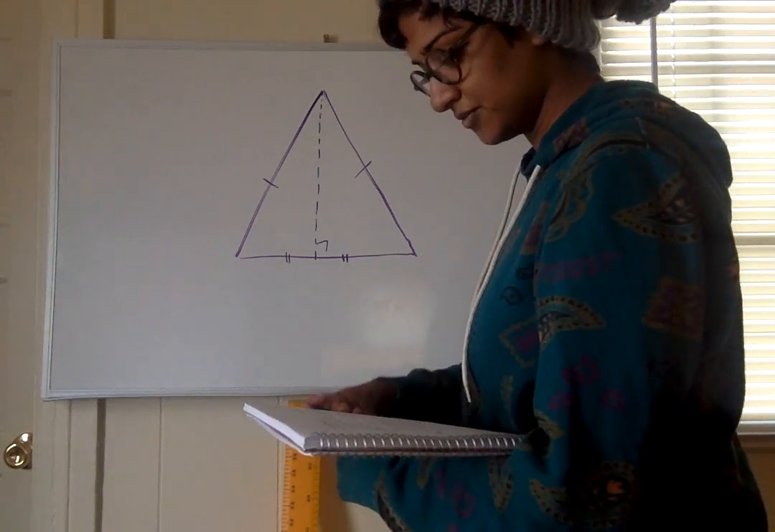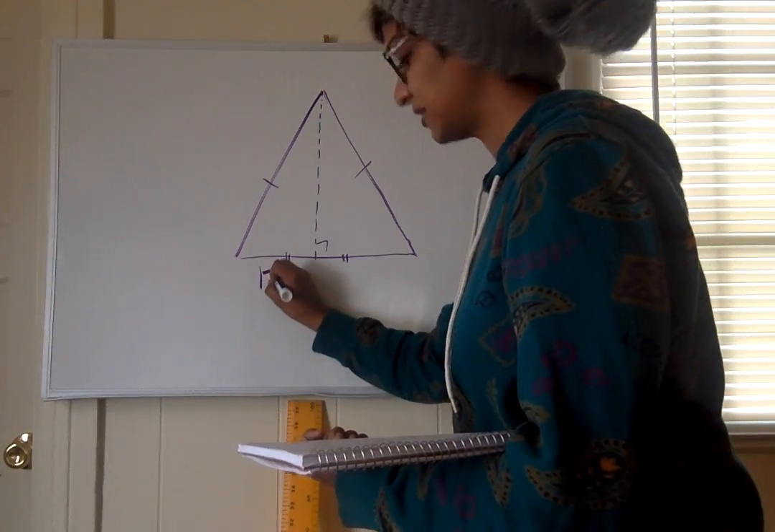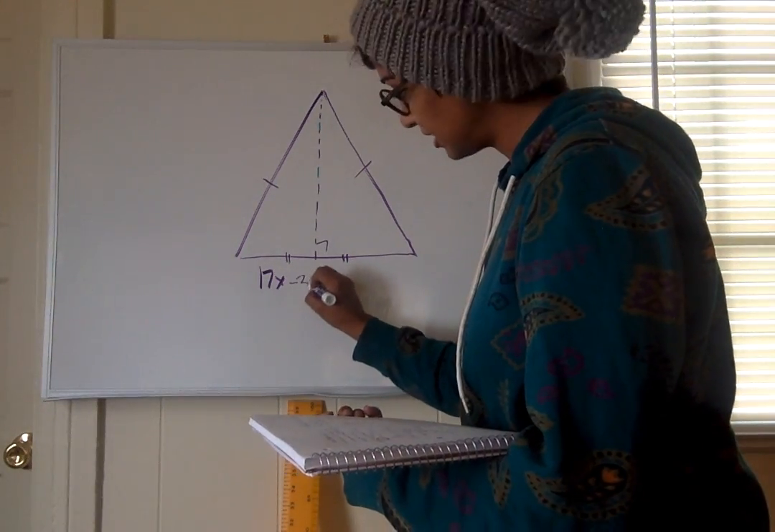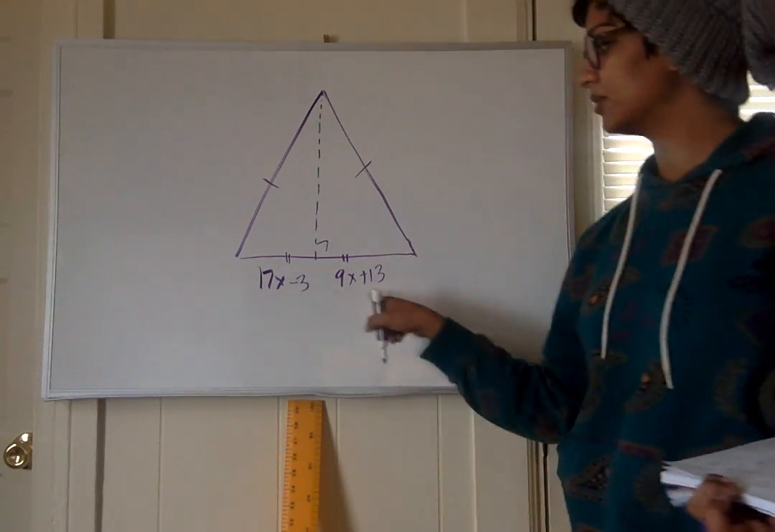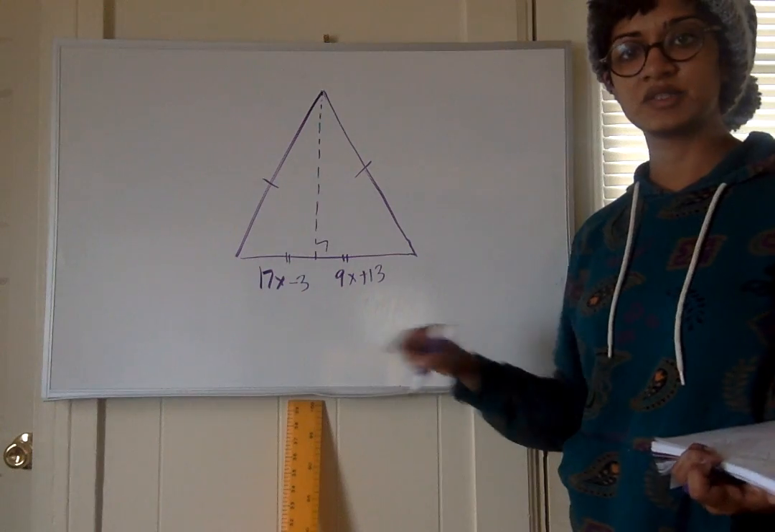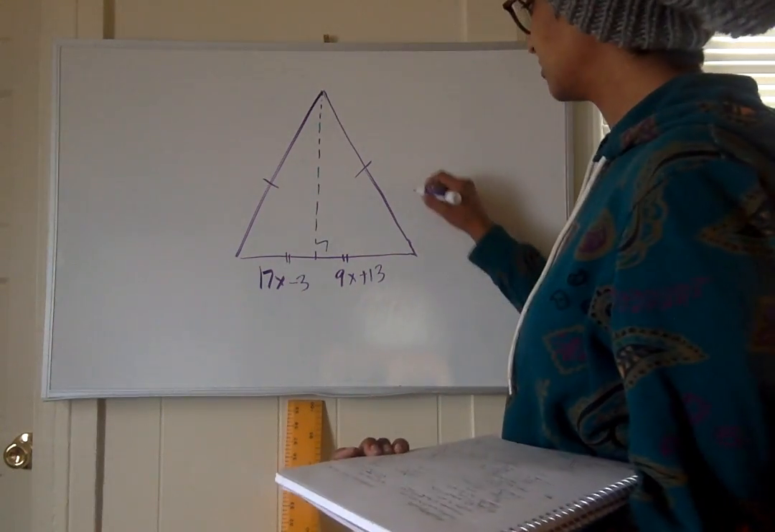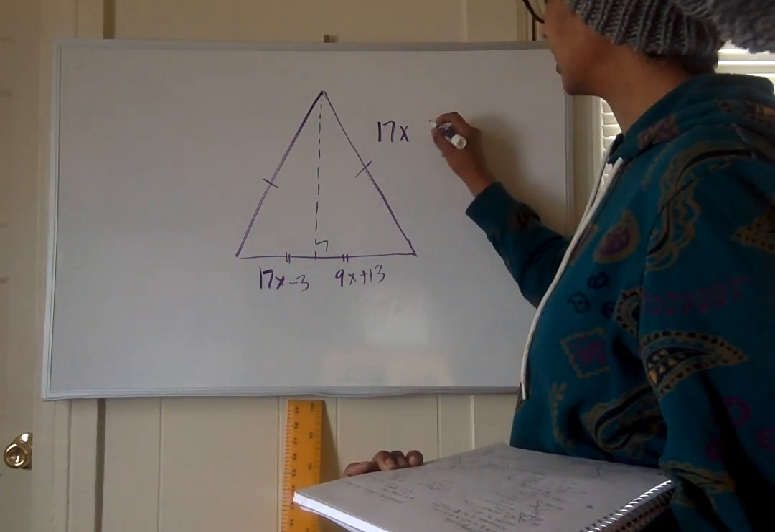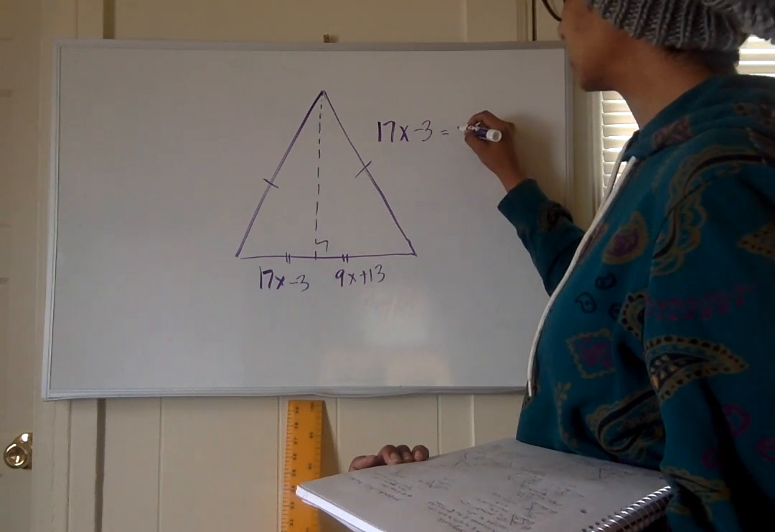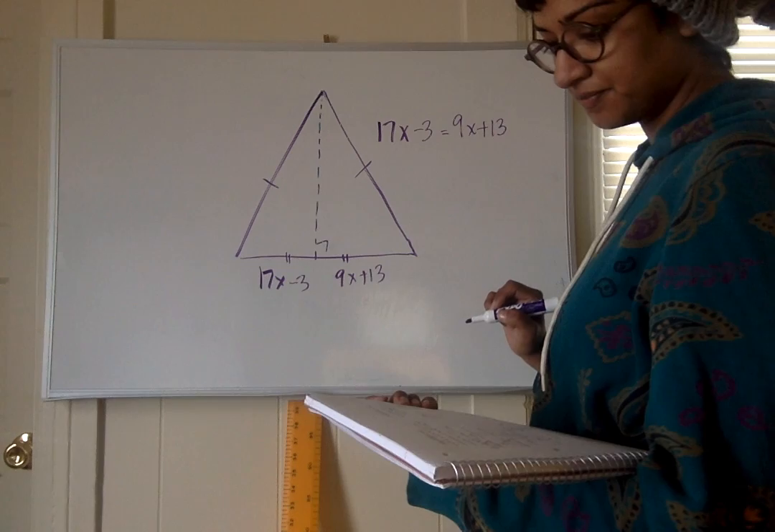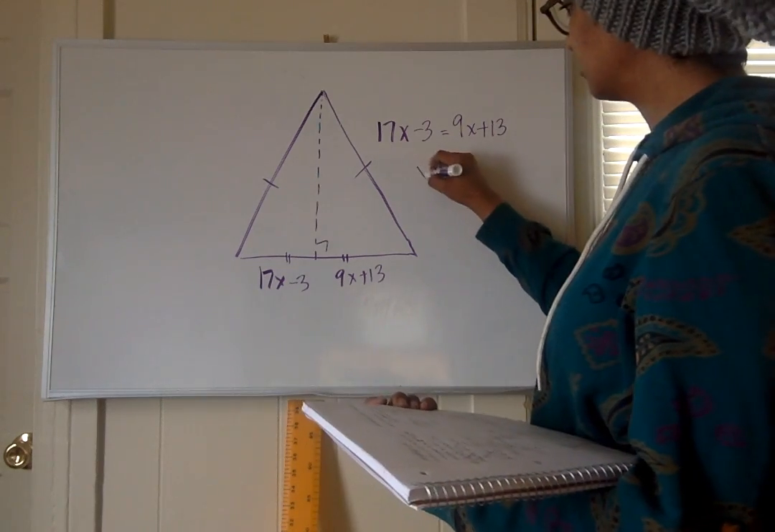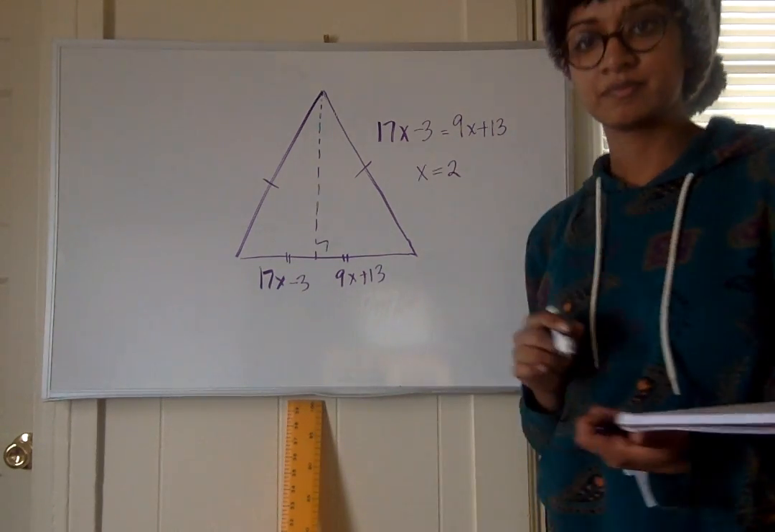So if I give you this information at the bottom, 17x minus 3 and 9x plus 13, you know that this is congruent to this one, so their measurements are equal, and we know how to put that into a formula now. 17x minus 3 is equal to 9x plus 13. Okay? And then we solve, and we get x equals 2.